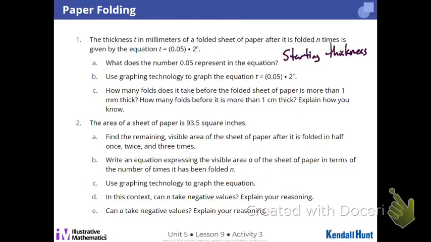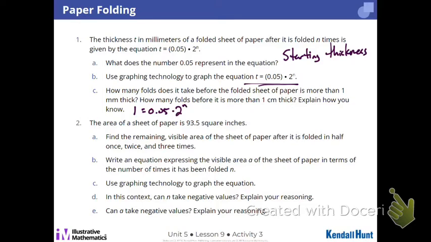Not very thick. So we're not going to use graphing technology. Who can tell me how many folds it took to be 1 millimeter? 5. So we're going to say 1 millimeter thickness is equal to 0.05 times 2 to the n. And you're saying if n is 5, it works?